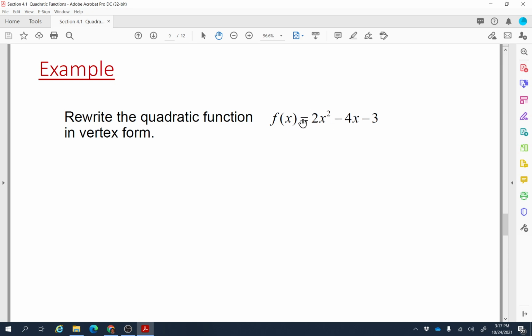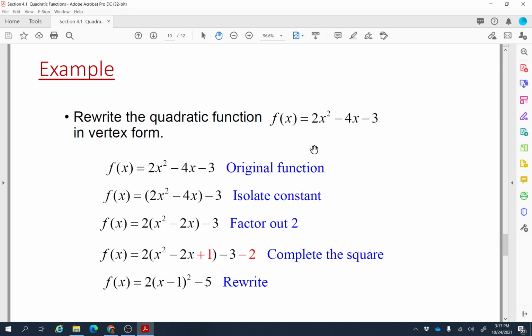I'm going to show you how you can do it step by step, and this is the work. First of all, write down your original function, and then group the x terms together like here and isolate the constant. That's step two. Step 3, factor out the number in front of x squared, and that will give you x squared minus 2x minus 3. Finally, we have to complete the square of this thing, x squared minus 2x.